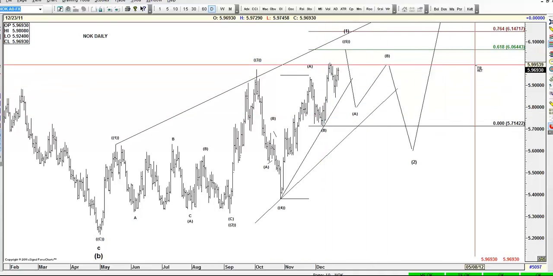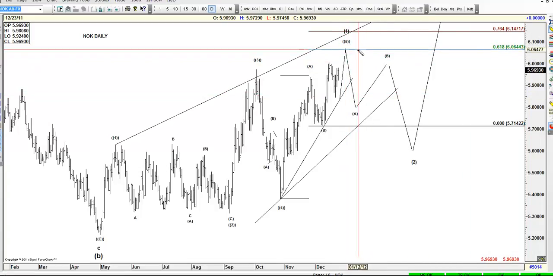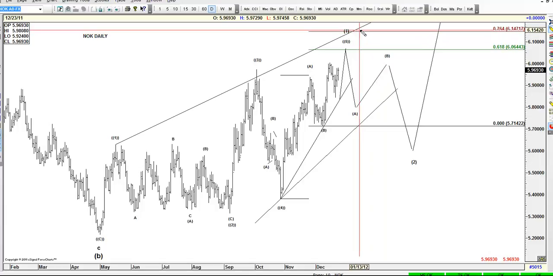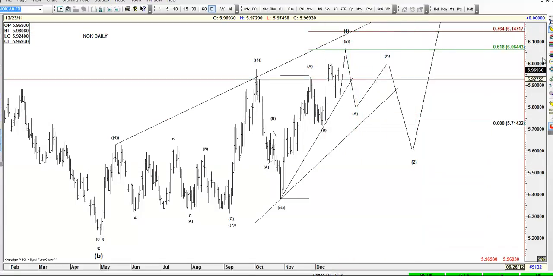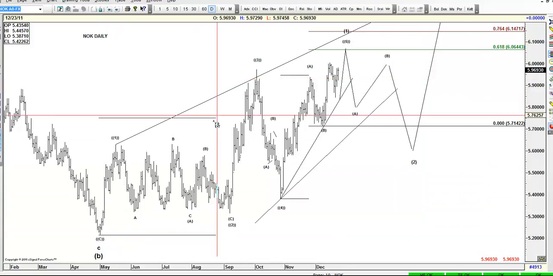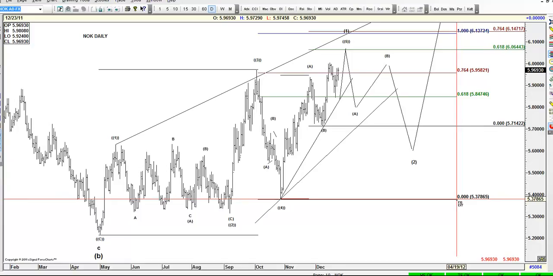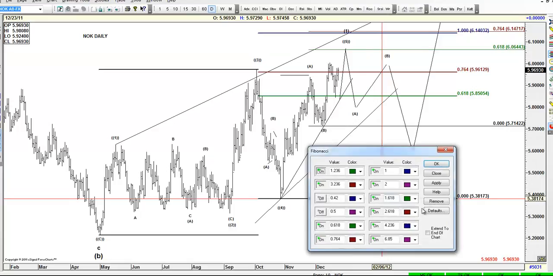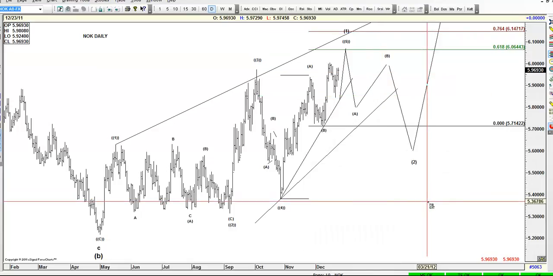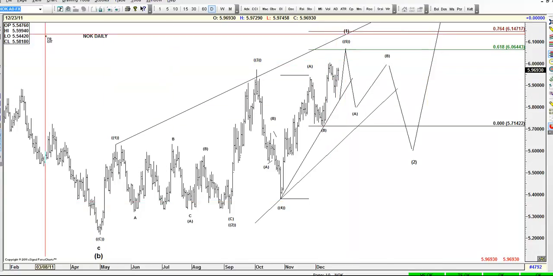Now, what I'm favoring is a move higher to around 606, 614, and test this trend line before going lower. If it's a double zigzag in this pair, then this pair is going to turn from the 614 area, which is the equal legs. That's about 126 in the euro dollar, about 82, 81.50 in the dollar. Now, let's take a look at some more time frames in this pair.